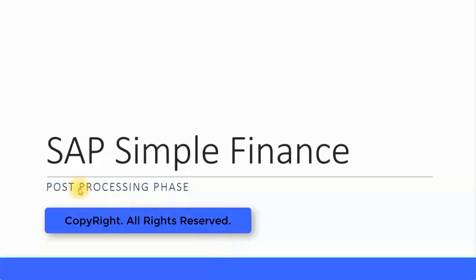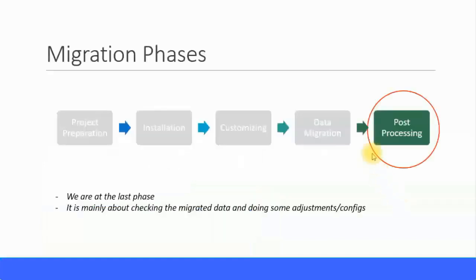Let's look at the post-processing phase, also known as activities after migration. So we are in the last of our migration phases. We have finished project preparation, installation, customizing, data migration, and now we are in the post-processing phase, also known as activities after migration. It's mainly about checking the migrated data and doing some adjustments and necessary configs.